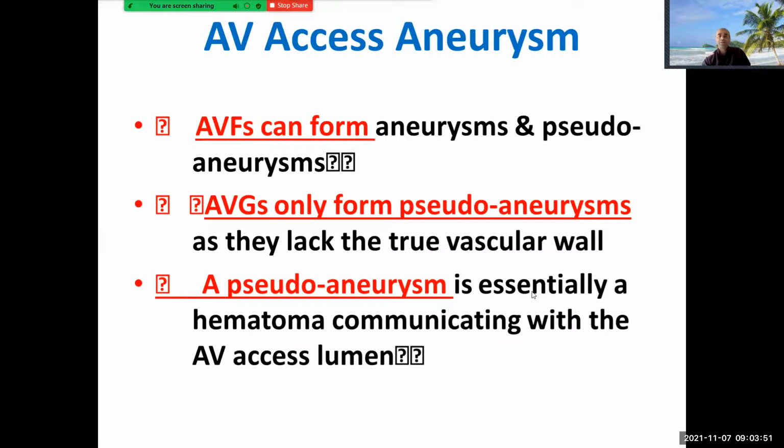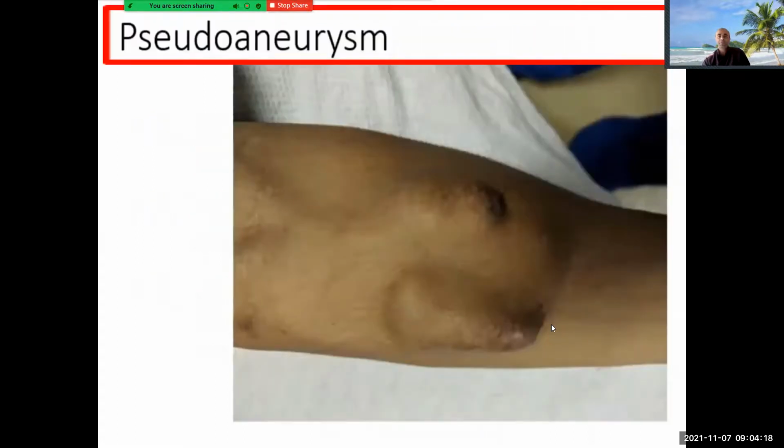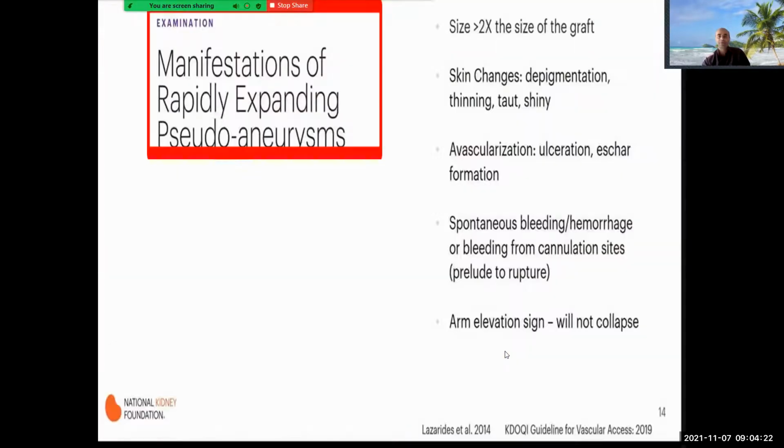AV fistula can lead to aneurysm or pseudoaneurysm. Natural AV fistula can develop aneurysm and pseudoaneurysm. AV graft only forms pseudoaneurysm, and they lack a true vascular wall. Pseudoaneurysm is essentially a hematoma that communicates with the AV fistula access lumen. Just a hematoma that occurred and entered the vascular lumen. Okay? This is a picture of pseudoaneurysm, not a typical aneurysm, just a hematoma.